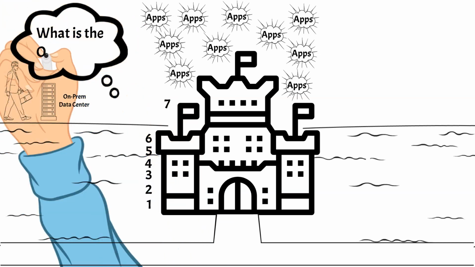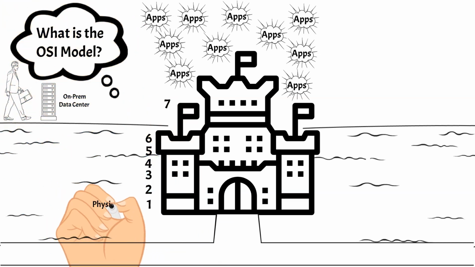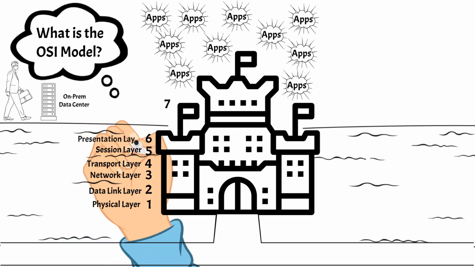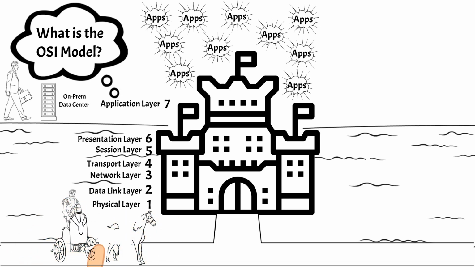Oh wait, what is the OSI model? The OSI model is the Open Systems Interconnection model. It's like a 7-layer workflow of steps that happen for data to leave a device and travel to where it is being sent to. So let's talk about the 7-story castle and describe what is happening in the OSI model.